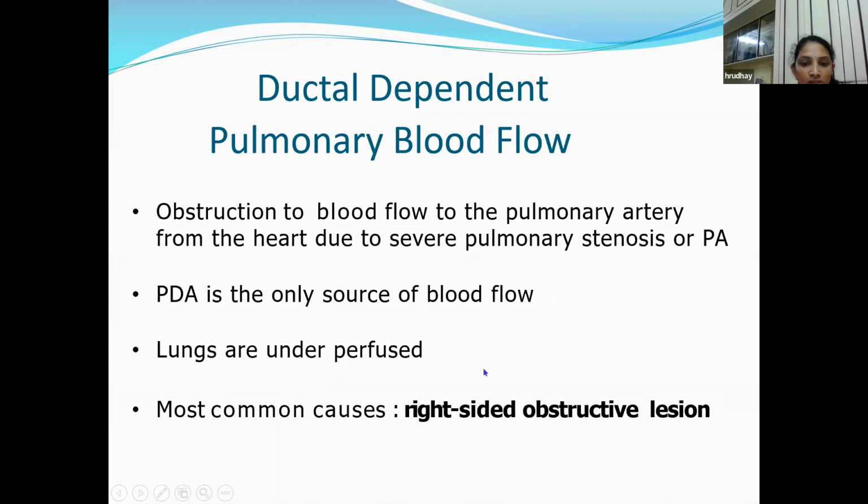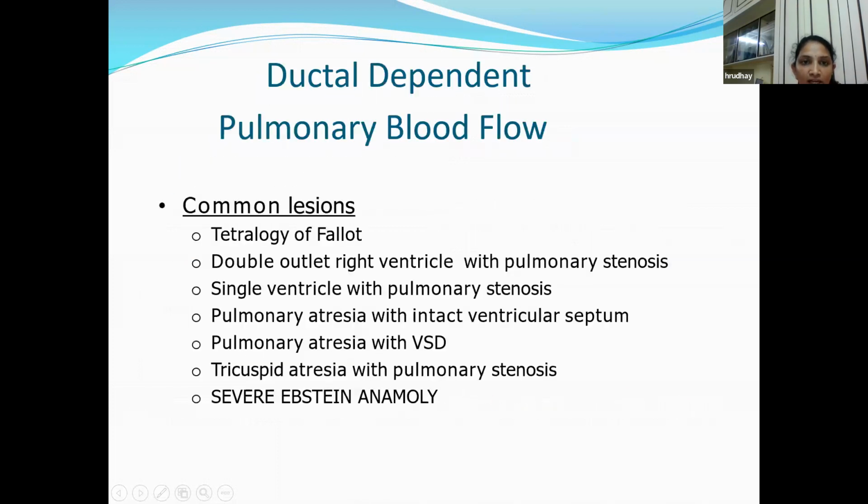The most common cause is right-sided obstructive lesions. What are the right-sided obstructive lesions? Tetralogy of Fallot, and pulmonary stenosis, like single ventricle with pulmonary stenosis, double outlet right ventricle with pulmonary stenosis, pulmonary atresia with intact ventricular septum, pulmonary atresia with VSD, tricuspid atresia with pulmonary stenosis, and severe Ebstein's anomaly. All these present with duct-dependent pulmonary blood flow.